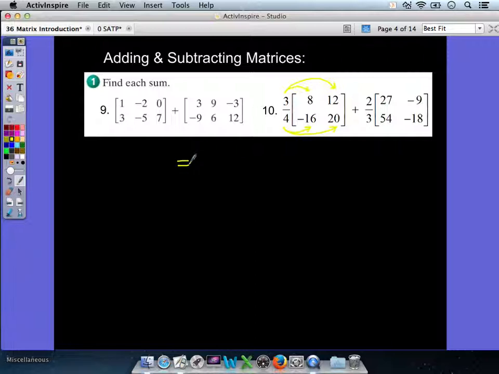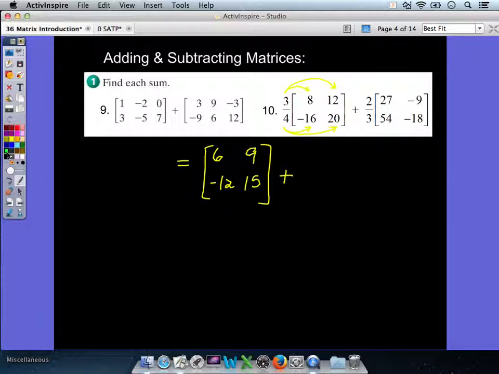So we have 3/4 times 8. If you don't have a calculator, you would say 4 will go into 8 2 times. 2 times 3 is 6. 4 will go into 12 3 times. 3 times 3 is 9. 4 will go into negative 16, negative 4. Negative 4 times 3 is negative 12. And 4 will go into 20, 5 times. 5 times 3 is 15. So I've scalar multiplied 3/4 into that first matrix.